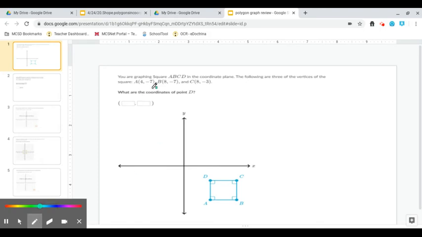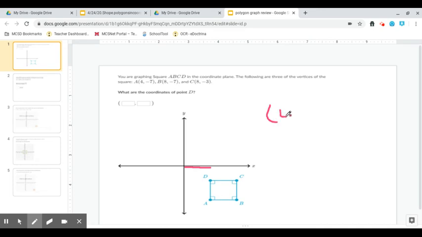We have a square ABCD. A is at 4, -7, B is at 8, -7, and C is at 8, -3. I want to find the coordinates of D right there. So, knowing the coordinates, 4, -7 for A, that means we're going 4 to the right. So, we're going to go 4 on the x-axis to the right. So, A is at 4 to the right. D is also at 4 to the right.